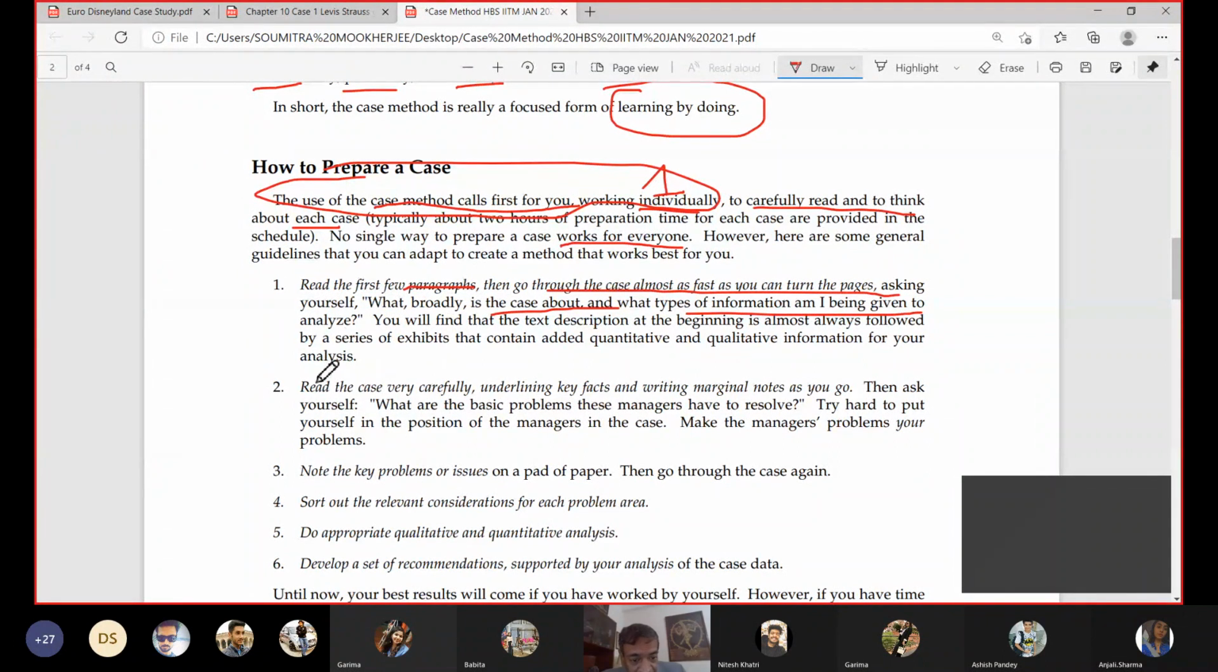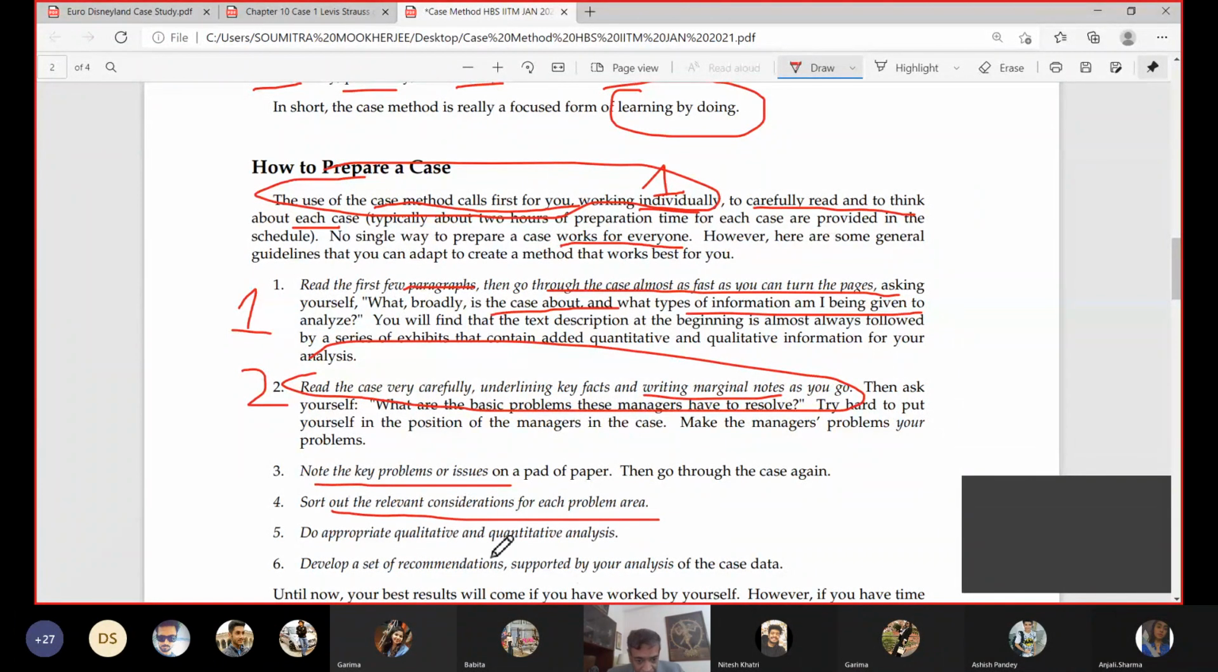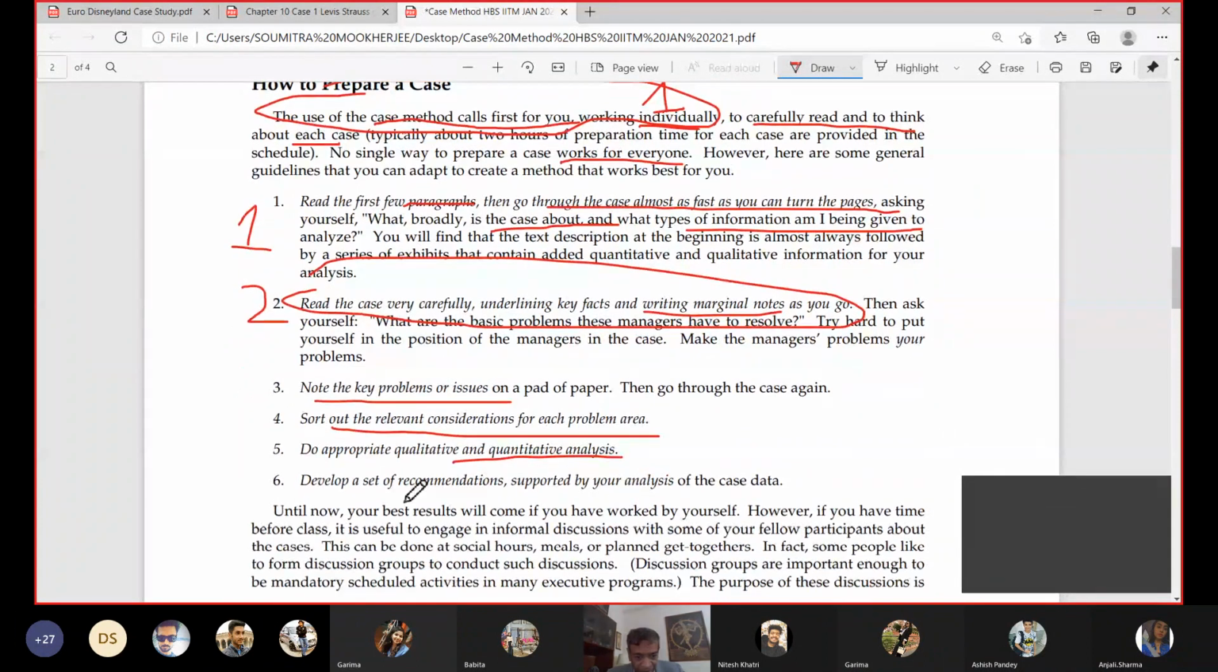Read the case very carefully. Make notes, exactly as I've said here. Write notes. So, A, read, B, write notes, then note the key problems on a piece of paper. Sort out the problem areas, do your analysis, and develop a set of recommendations.